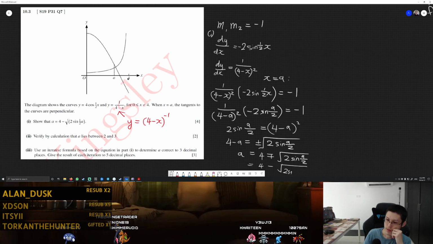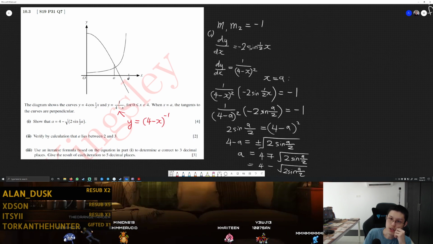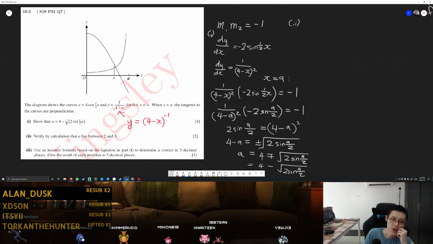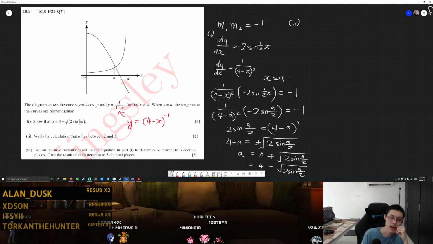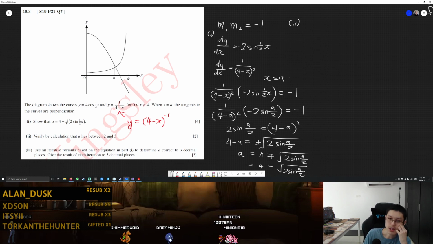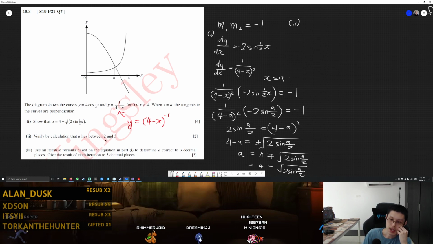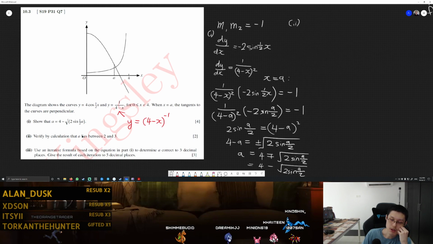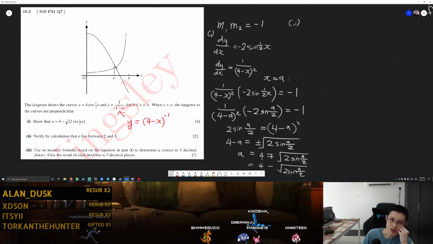There we go. Okay, so this is not the important part that I wanted to show you. The important part is part 2. Verify by calculation that a lies between 2 and 3. So there you go. They've given you the limits, 2 and 3, the interval, sorry, and you need to show that a is between that.